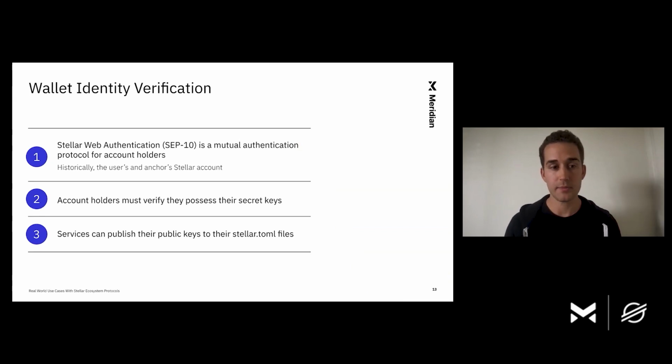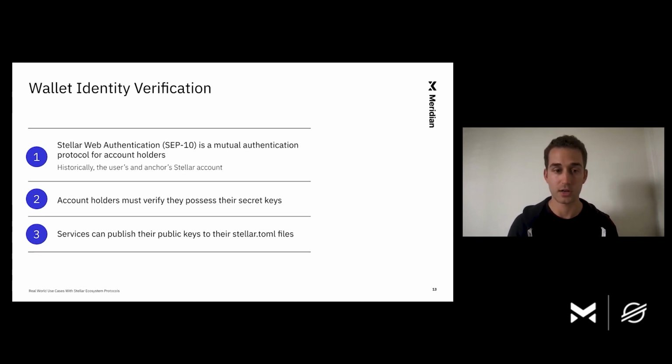So to recap, the Stellar Web Authentication Protocol is a mutual authentication protocol for account holders. So I, as the user, have to prove that I own a Stellar account to the anchor, and the anchor has to prove that they hold a Stellar account to me. And therefore, I know who the anchor is, and the user knows who I am, and we have proven that we hold the Stellar accounts that we're advertising publicly that we want to transact with.